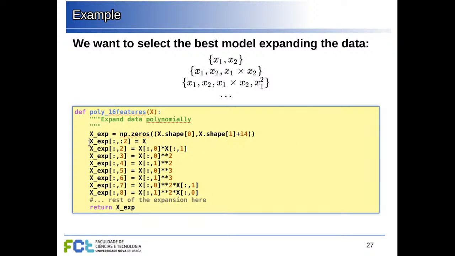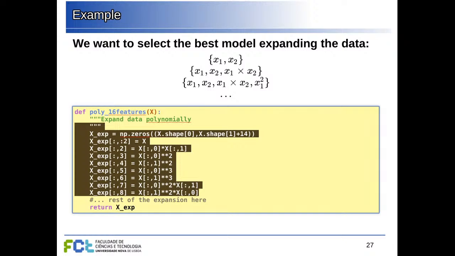And now we're going to copy the first two columns into the first two columns of the expanded data. So these are the original features that we have from our data, and then we keep adding to different columns different expansions. So the product, the square, the cube, the square multiplied by the other one, and so on. So we can write this function to expand everything to 16 features, and then we can select which model just by choosing the first two columns, or the first three columns, the first four, and so on, and we can explore different models.